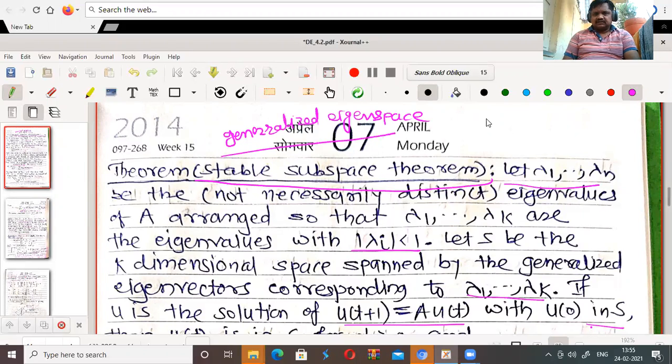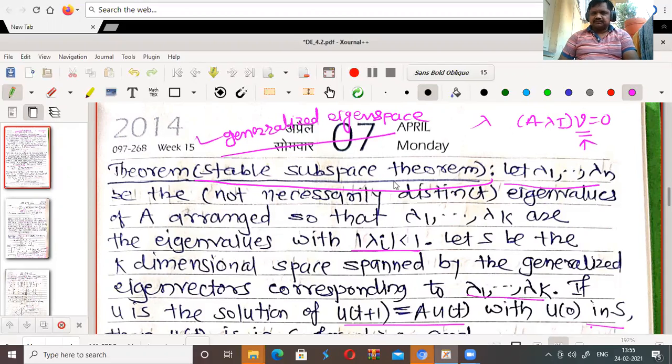If lambda is an eigenvalue, then it is a solution of (A minus lambda I) operating on a vector v equal to 0. Then this non-zero vector v is called an eigenvector, and the set of all eigenvectors is called the eigenspace. Now we will go for the stable subspace theorem.